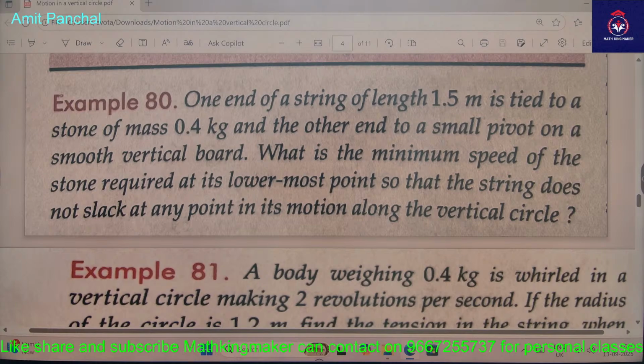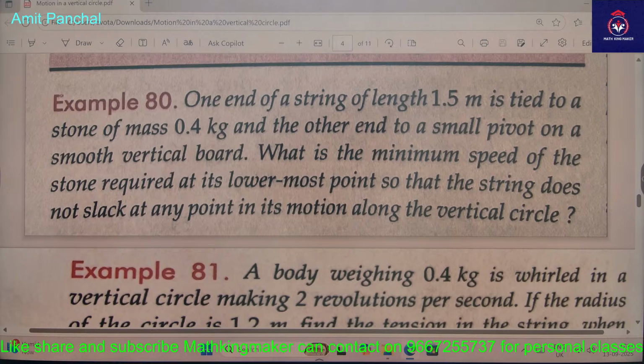Minimum velocity, we found it. It was root 5gr. Why? That was the minimum velocity of the body to continue its loop. But we went for the bottom, right? So that means the string does not slack at any point in its motion. That means it should continue its motion. So for continuation of motion, the minimum velocity must be root 5gr.